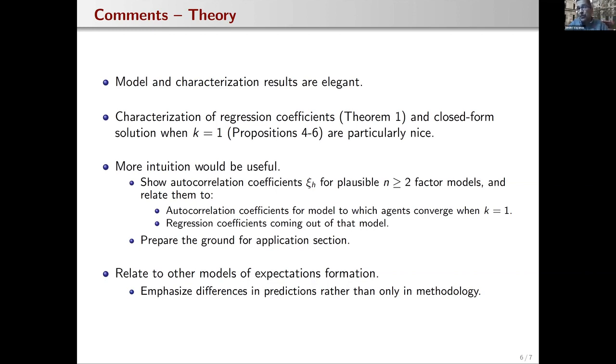because this has to prepare the ground a bit for the application section. The other comment on the theoretical part is to relate their theory to other models of expectations formation. We understand methodologically what the differences are, and the authors explain this very clearly in the introduction. But what are the differences in terms of predictions, relative to extrapolative expectations, to diagnostic expectations, to low small numbers, and various other models of expectation formation?